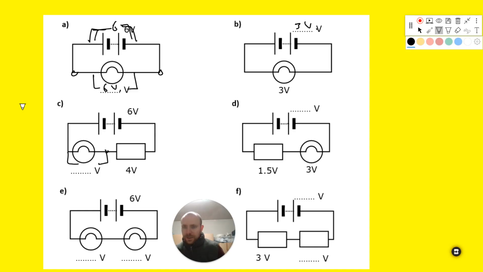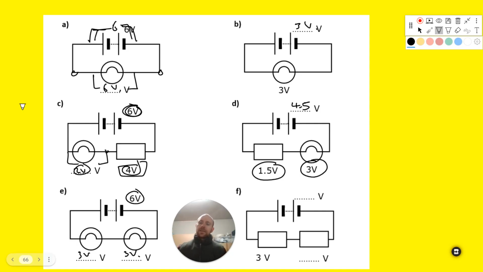So in the series circuit, the voltage is going to split. We've got 6 volts going to split between the 4 volts and the 2 volts. So this plus this must equal this. Similarly, this plus this, they're in series. So the total potential difference is 4.5 volts. Assuming these two lamps are the same, we've got our 6 volts here. So if they are the same resistance, then they will split equally. If they weren't the same resistance, they might not split equally.